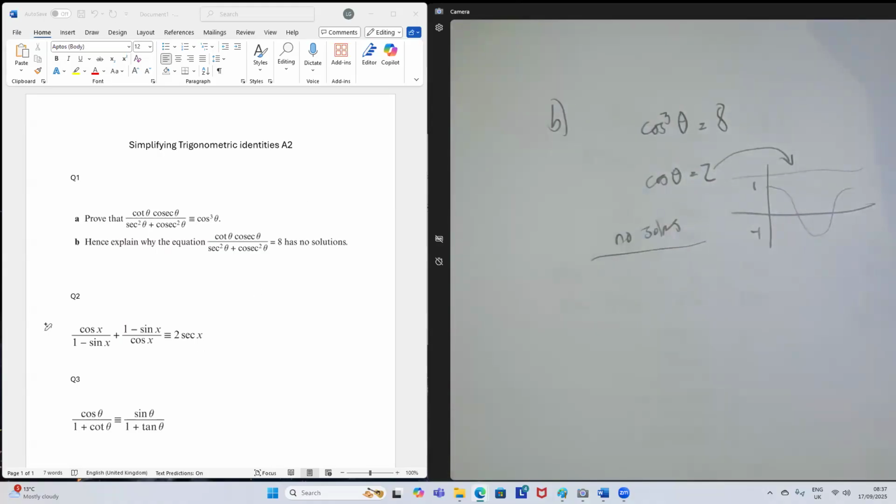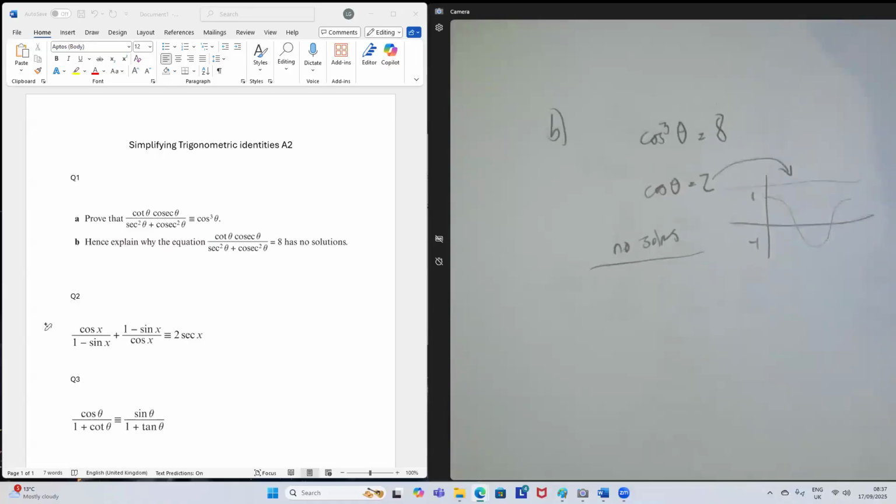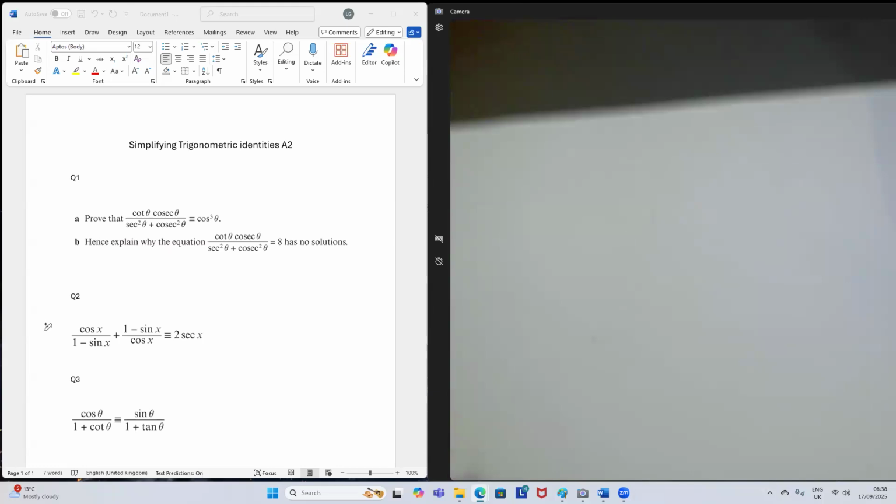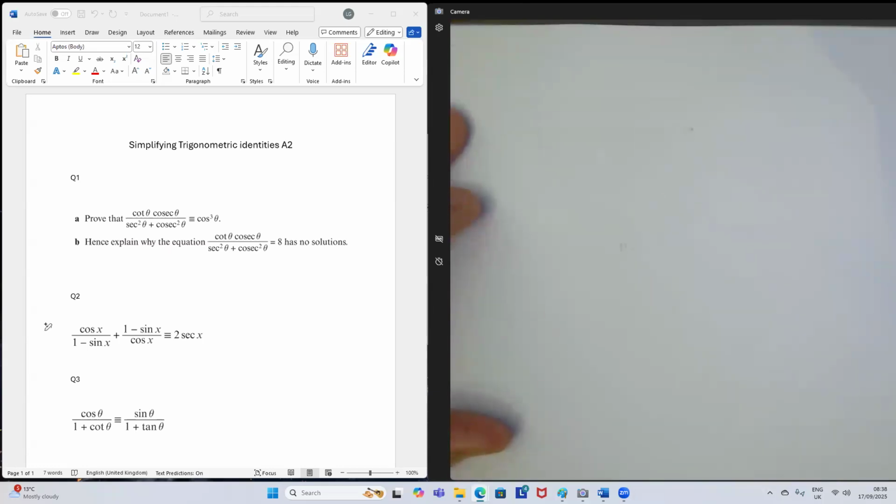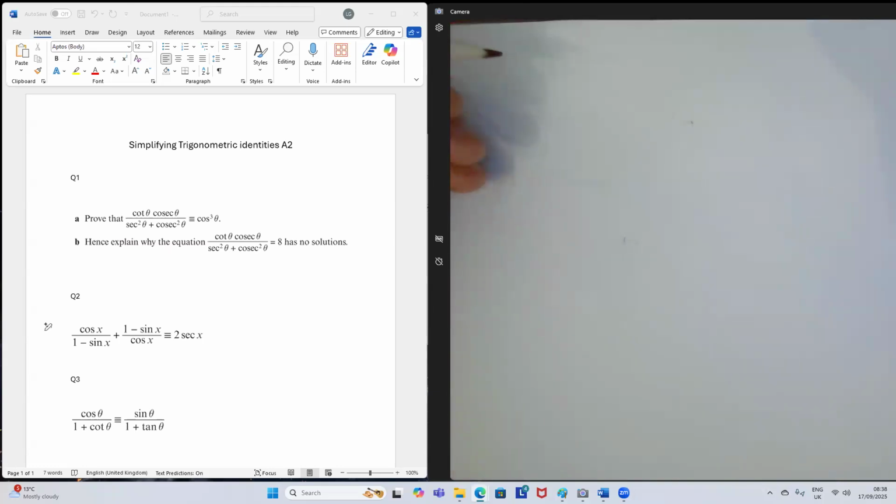Perfect. Let's have a look at the next question here, question 2. So question 2, what have we got? Okay, again, this is a simplify. Oh no, it's another show that, sorry. It's a show that the left-hand side equals the right-hand side one. Okay, so let's have a look at this. So again, we're going to start off with the left-hand side.